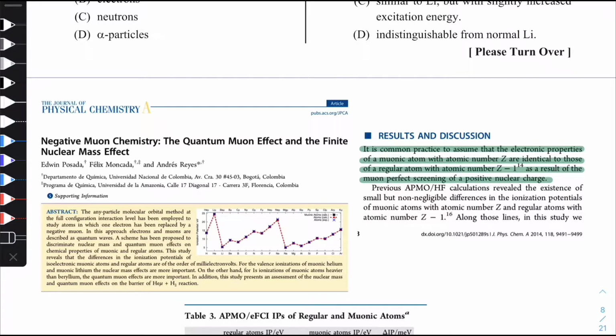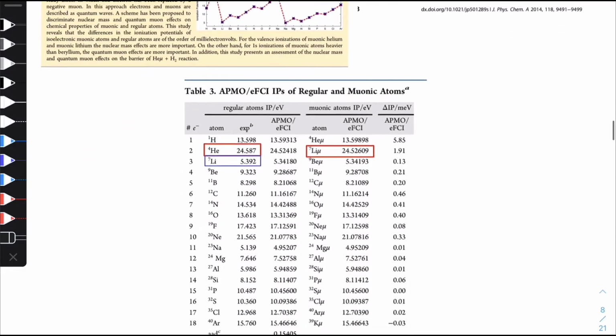So the authors wrote in their results and discussion section, it is common practice to assume that the electronic properties of a muonic atom with atomic number Z are identical to those of a regular atom with atomic number Z-1 as a result of the muon perfect screening of a positive nuclear charge. So this is enough to answer our question, but let's move on to Table 3 in that paper.